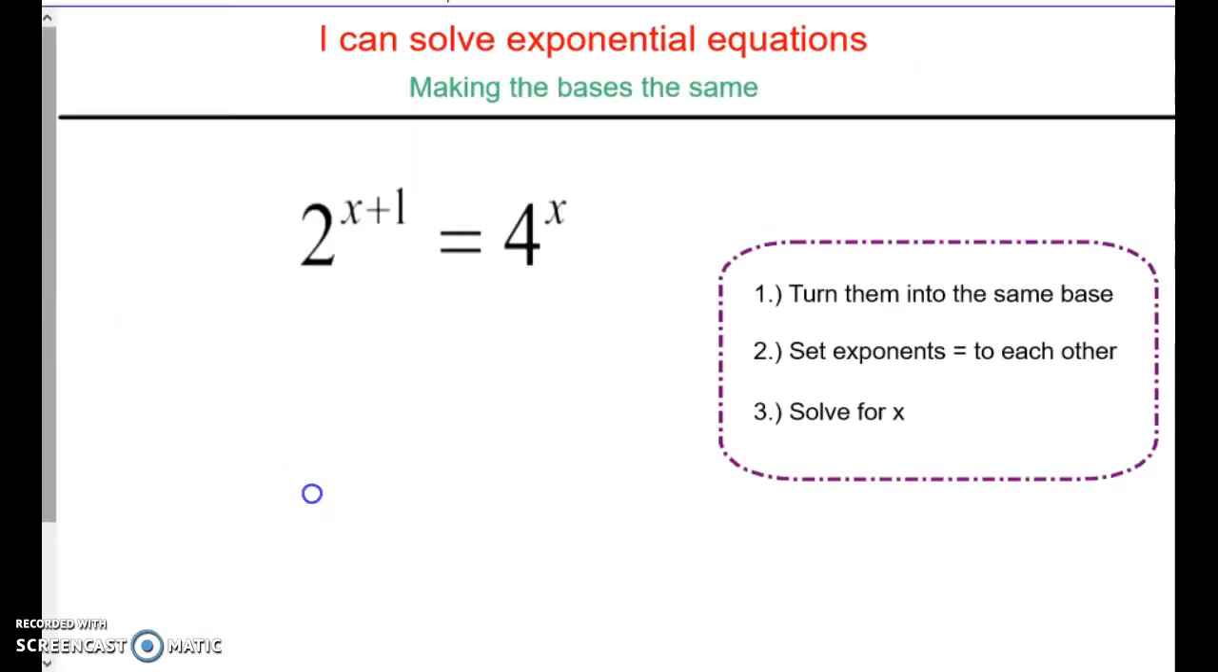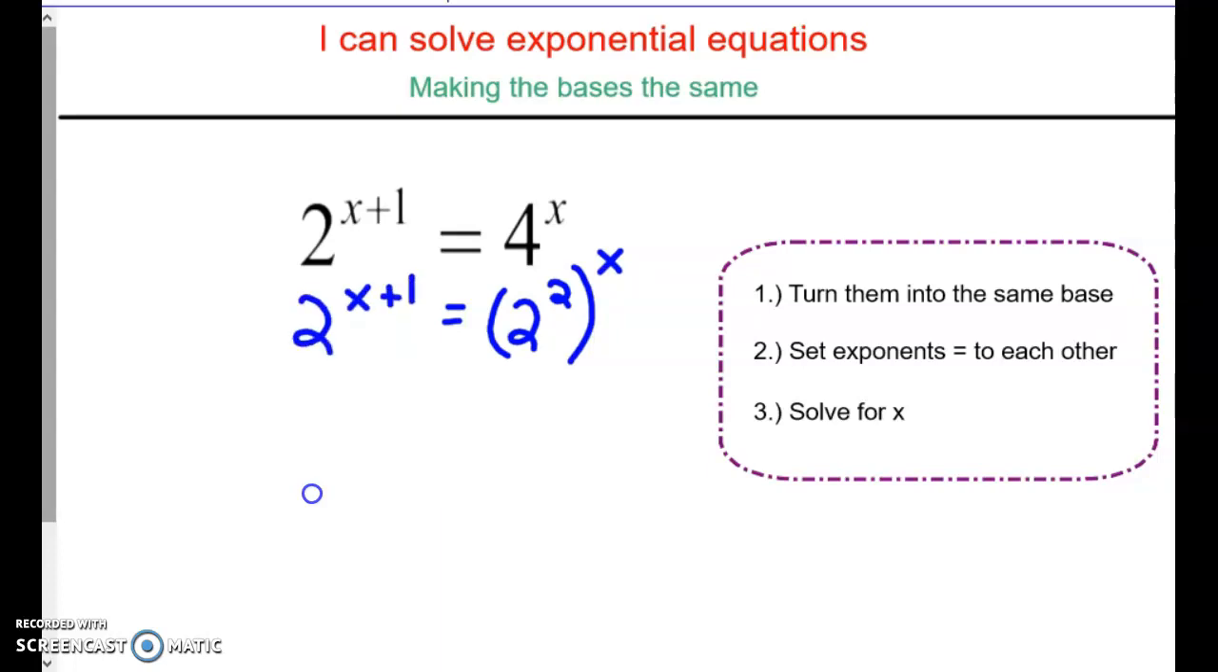Okay, so if you look on the right side, these are the steps that we're going to follow for the kind we're doing today, when we're able to come up with a common base. We're going to turn them into the same base, set the exponents equal to each other, and then solve for x. So if I look at 2 and 4, I'm able to come up with a common base because I know that 4 can be written as 2 to the second power. So I'm just replacing 4 with 2 to the second.